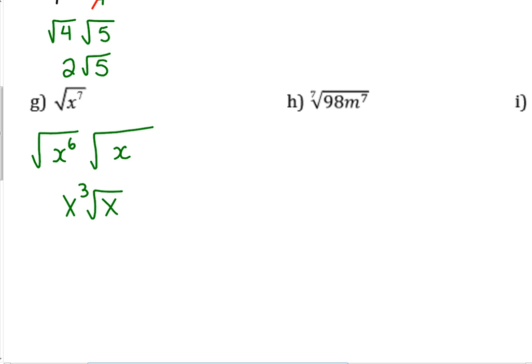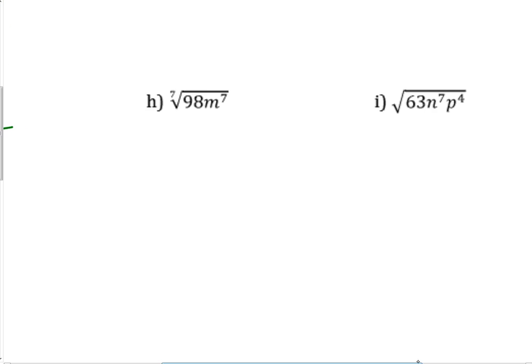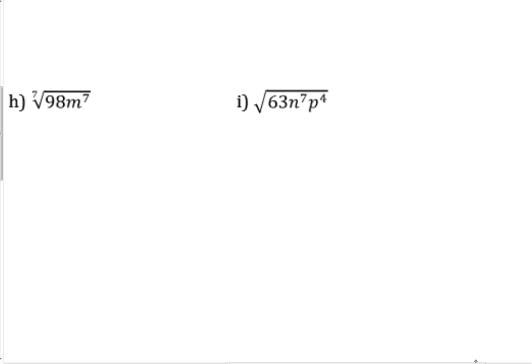I want to come back to h, because I just threw in a 7th power like it's no big deal, but it kind of is a big deal. So we're going to come back to h later and go to I. So let's try simplifying this guy.